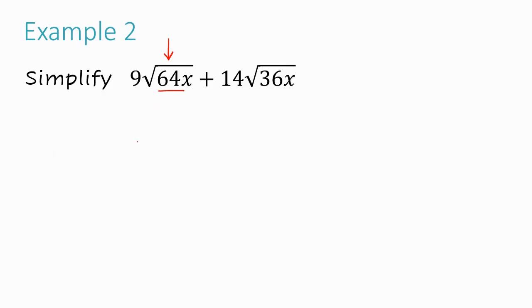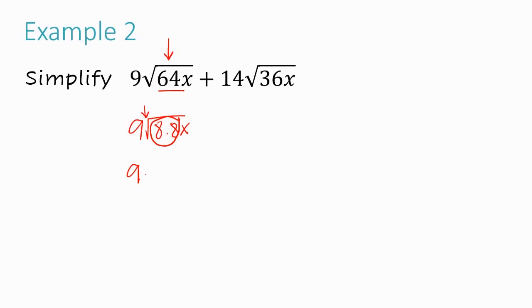So this first term could be written as 9 square root 8 times 8x. If you remember, when we're pulling out from underneath the radical, we're looking for groups of whatever our index is. The index is the number that's written right here in the little check mark area of our radical. Okay, so when there's nothing written there, that means it's an understood 2, or we're reversing an exponent of 2, okay? So we're looking for groups of 2. So the 8 times 8 is our group of 2. So I'm gonna circle those and I can pull that out.